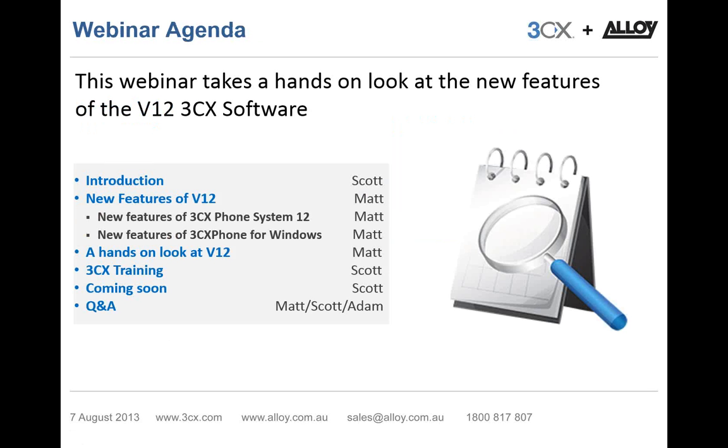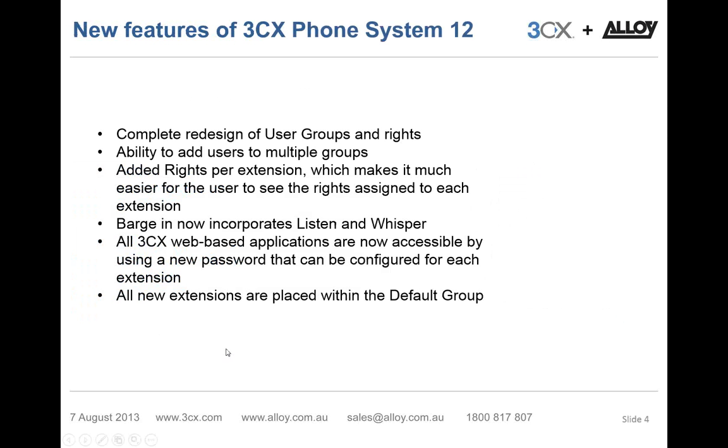Okay, today's webinar will consist of running through the latest features released on the version 12 phone system from 3CX. We'll also look at the new version of the 3CX phone for Windows, and we'll also have a hands-on look at version 12. Matt will run through some of the latest features of version 12 running on a live system. Okay, without further ado, we'll introduce Matt and he can get started on the formal presentation. Thanks, Matt.